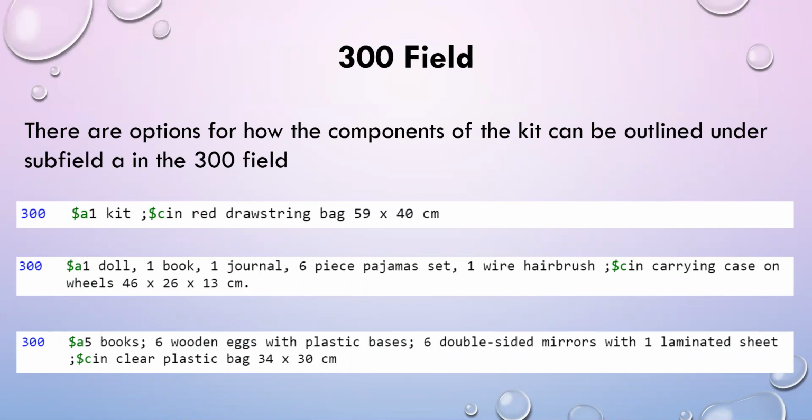When cataloging a kit, you will list the items found within the kit as seen in the 3 examples on this slide. When listing the components, separate each component with a semicolon. If it is not practical to list all of the pieces or components in the 300 field, you can use a general term. In the top example on the slide, rather than listing details about the contents of the kit, there's a very generalized description of what is there. So 1 kit in red drawstring bag, 59 by 40 centimeters.